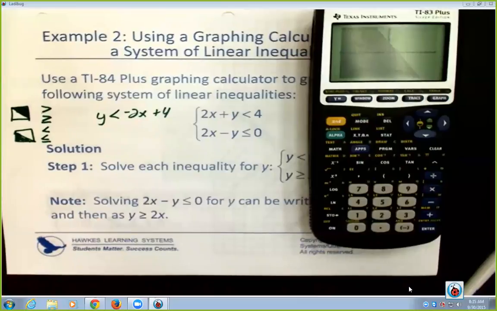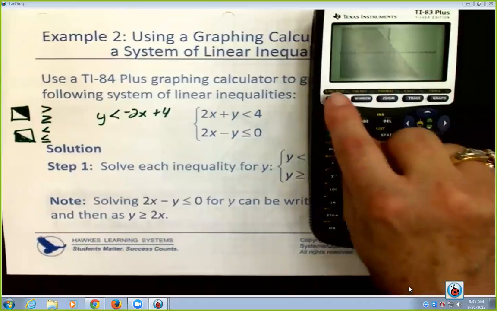Yes? It won't let you, on your calculator, do both. It won't let you shade, and it won't let you set up the line as being dashed. It'll only let you set it up as shading it. And shading is more important than the dashed and the solid. Okay? So now go back to y equals.